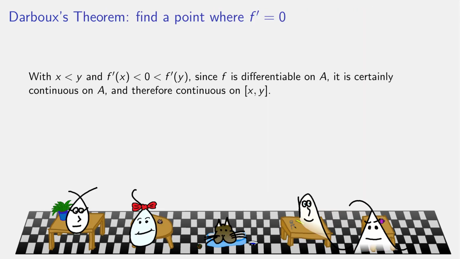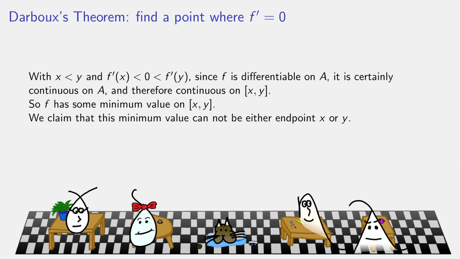So x is less than y, f prime of x is negative, f prime of y is positive. Since f is differentiable on the interval, it's definitely continuous, therefore continuous from x to y. Why am I stating all this? Because I want to show it has a minimum value. Remember, our little geometric argument relied on something happening at the minimum value. We should probably prove that it's there. So since the function is differentiable, it's continuous, therefore it has a minimum.